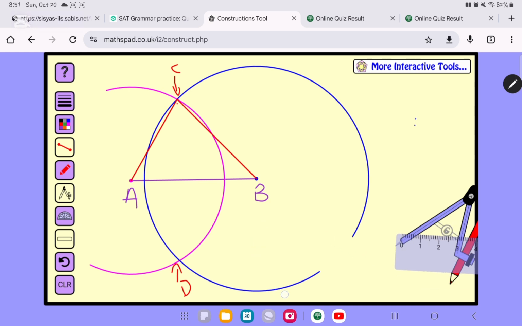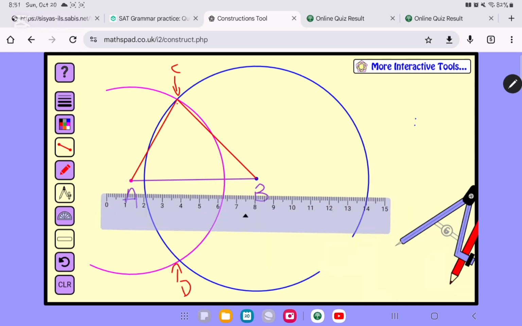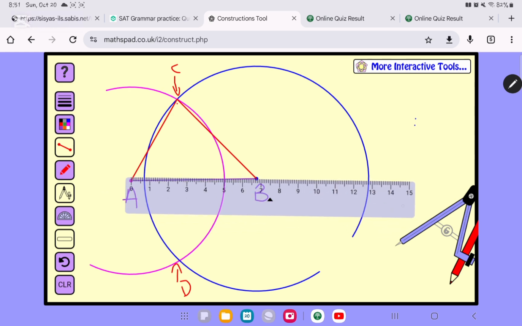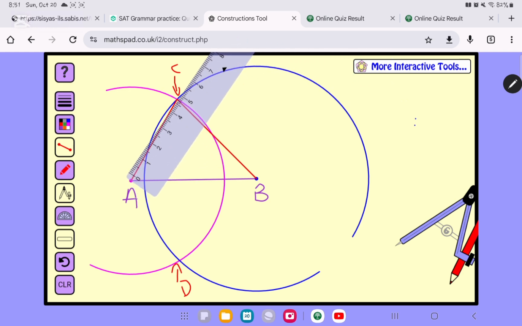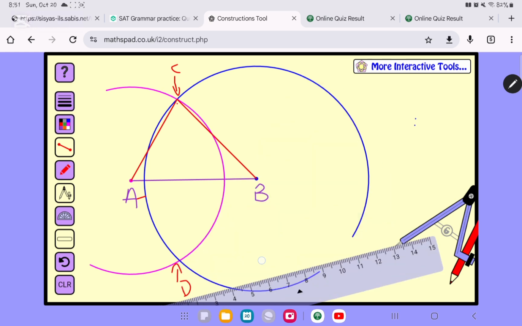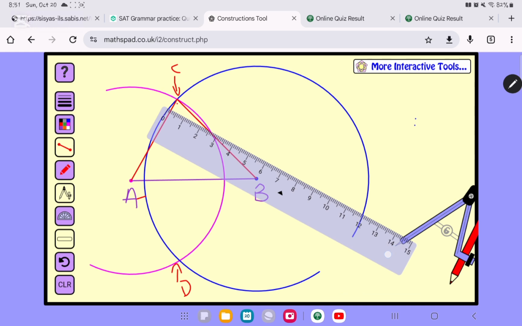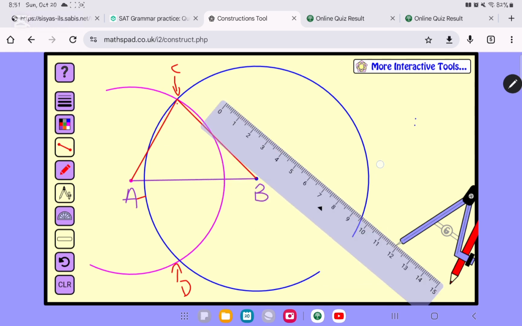So if I take my ruler, I need the ruler over here. We're going to measure first of all this side. This side is 7 centimeters. Now the second side is supposed to be 5 centimeters, and if you notice, it is 5 centimeters. And now the final side, which has to be 6 centimeters, and it is 6 centimeters.